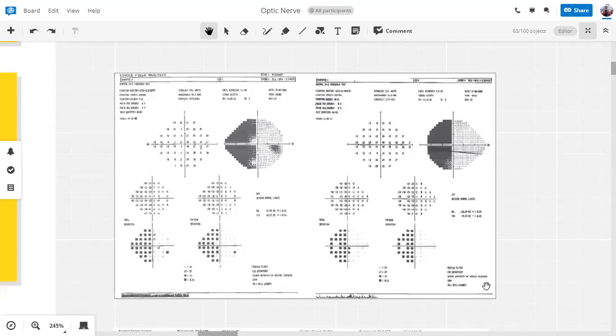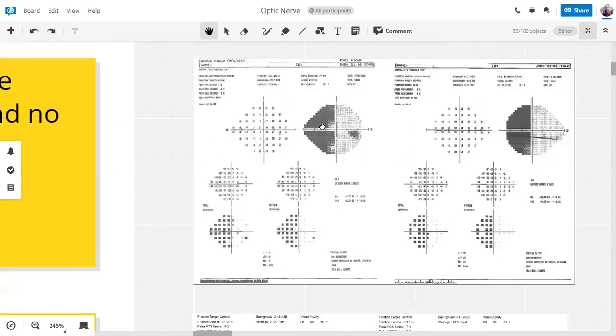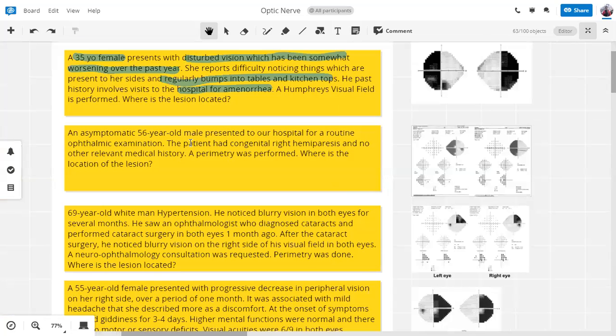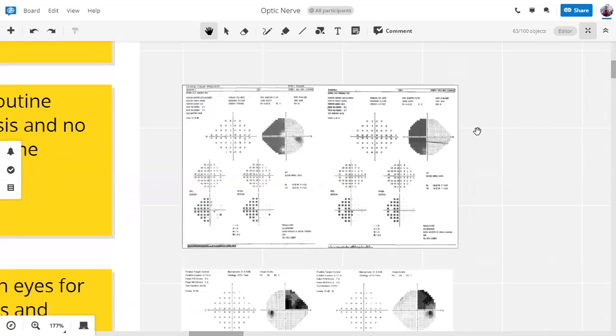Okay, it's a left hemianopia because the left side is being affected, and it's a homonymous hemianopia because the lesions are on the same side of the visual field. This is a left homonymous hemianopia, and this is most likely due to optic tract lesions. Congenital right hemiparesis, all right. So, किस तरफ का optic tract है ये? This is an optic tract lesion, you're right. Which side optic tract is this?